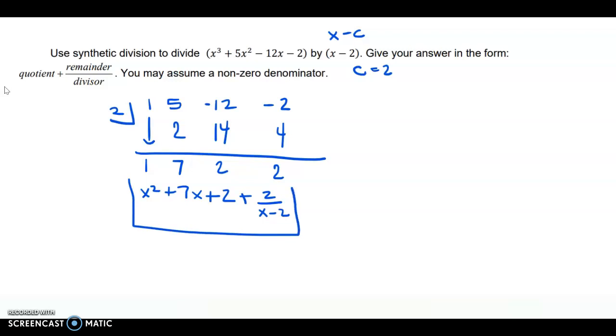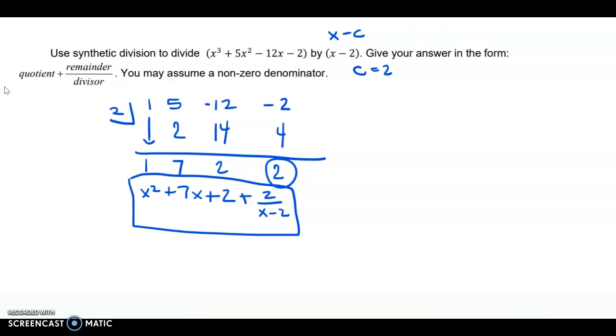Now, how can you check the answer? Well, you can check through your work, and you might even write it out one more time and just make sure you've written it right. But another thing that you can do is you can substitute 2, so the c value, into our equation and see if you get the same remainder, because you should get that same remainder of 2.